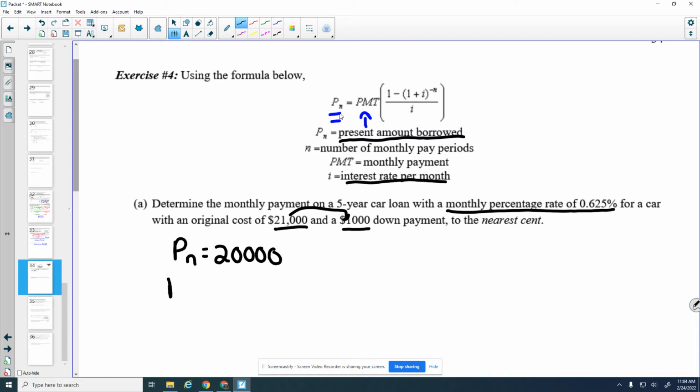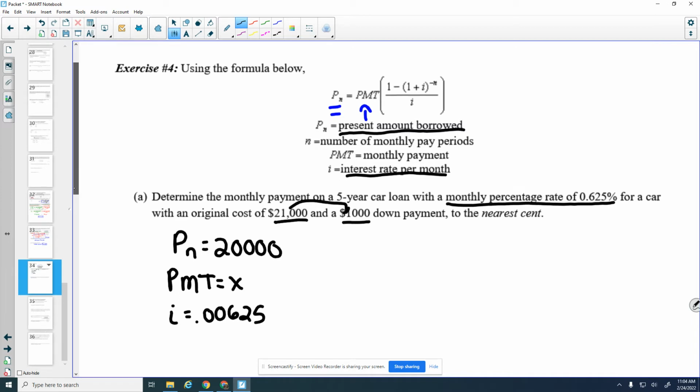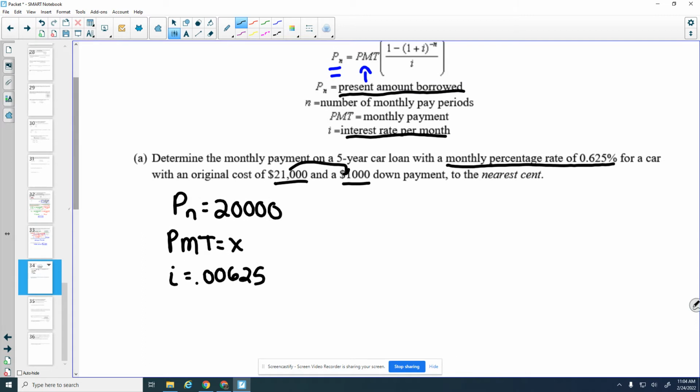We're looking for PMT, so I'm going to plug in an X for that. And for the monthly interest rate I, I still need to move the decimal 2 places: 0.00625. And then N, here we have a 5-year loan, so 5 times 12 gives me 60 monthly payments. This is not a super hard equation to solve, but we do have to solve an equation now. We're not finding P sub n, that's what we know. We're finding the PMT. So we'll plug into the formula.